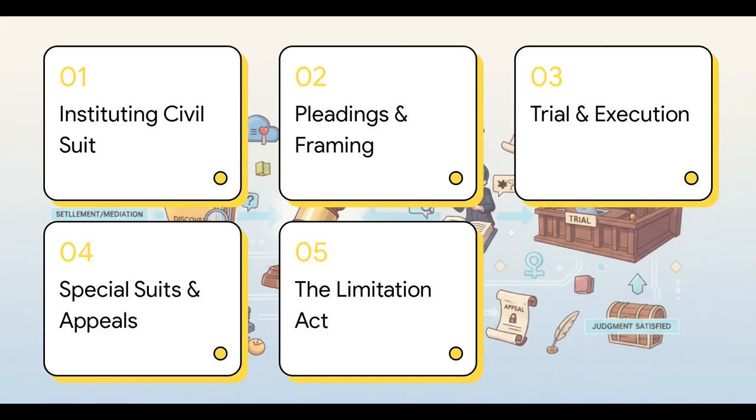Okay, let's dive into this. We've got 5 distinct phases on our agenda today. First, instituting the civil suit. Second, pleadings and dispute framing. Third, trial and execution. Fourth, special suits and appeals. And finally, phase 5, which is all about the clock, the Limitation Act.